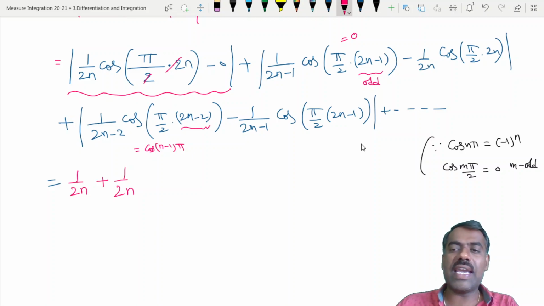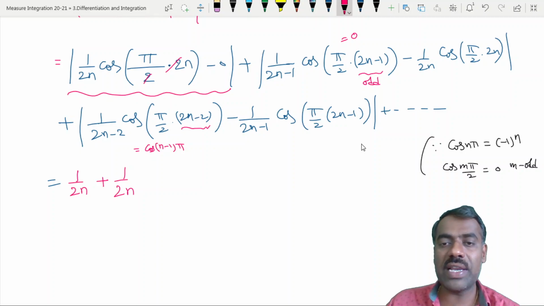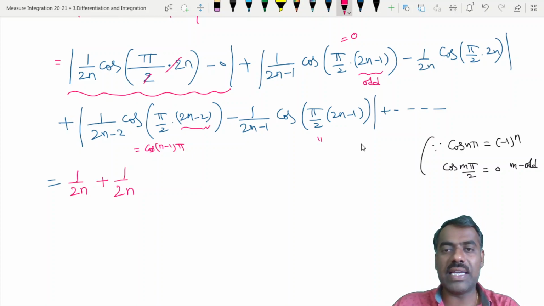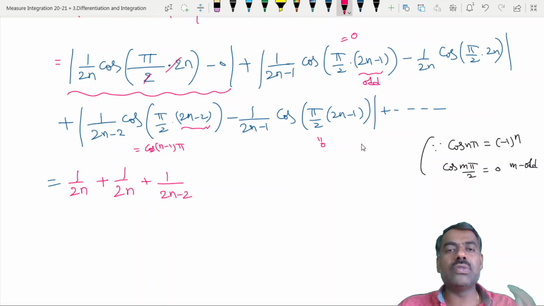But that value, by using this, is minus 1 whole power n minus 1, then you are taking the absolute value. That value is anyhow 0 when it comes to here, because we already saw that, right? So what we have here is 1 by 2n minus 2, and the absolute value of minus 1 whole power n is 1. Is this clear? Have you understood why this is 1 upon 2n minus 2?